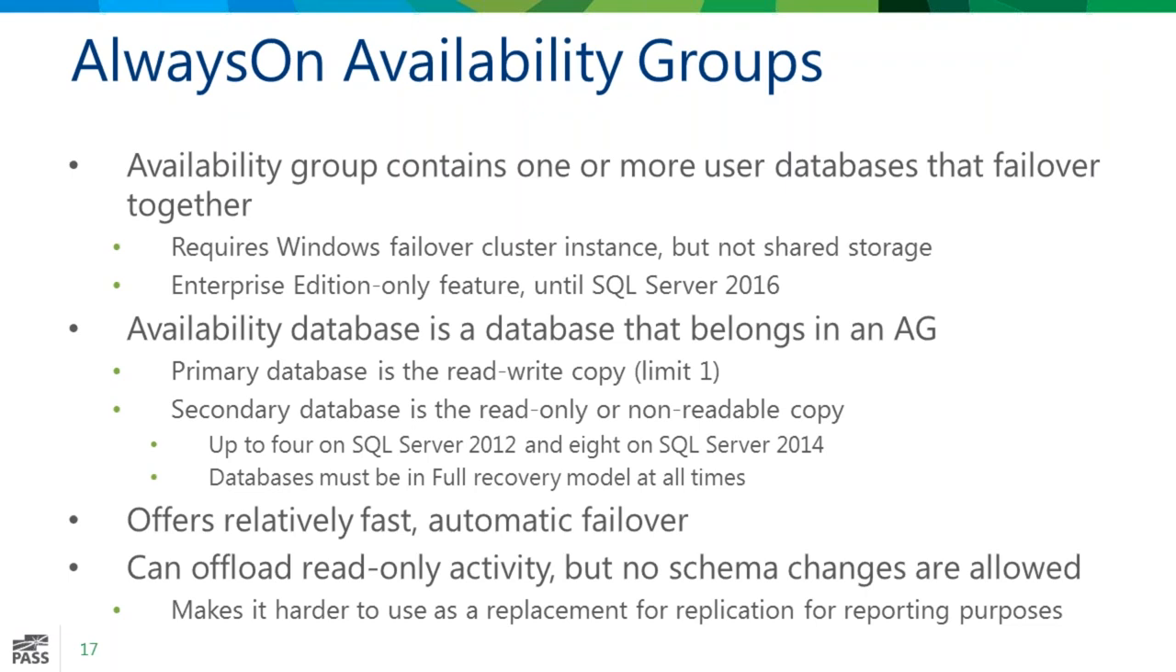And it's also possible to offload read-only activity to your readable secondaries. And when I first heard about this feature in SQL Server 2012, I was pretty excited because maybe I can stop having to use replication for reporting databases. And sometimes you can, but a lot of times you can't, because a big weakness of this is that you can't make any schema changes on your readable secondaries. So what's really common with replication is you have an OLTP database that you use transactional replication to a subscriber, and then you throw a bunch of extra indexes on that subscriber and use it for reporting. Well, you can't do that with Always On availability groups.